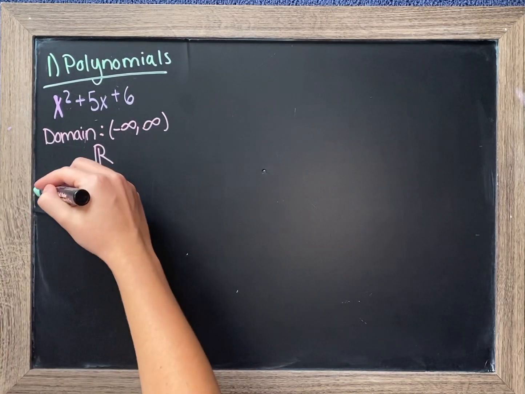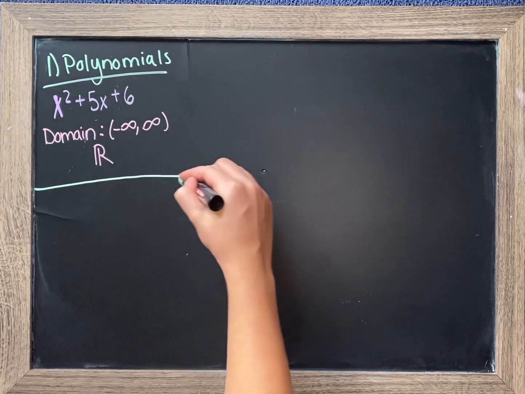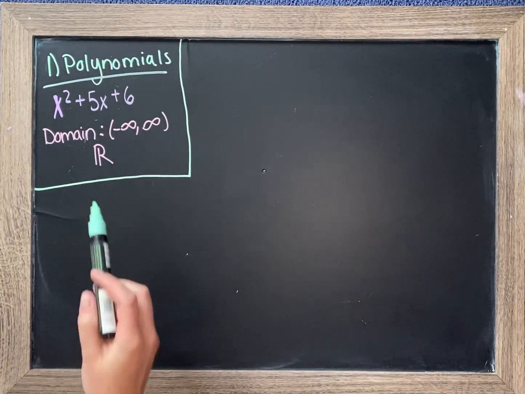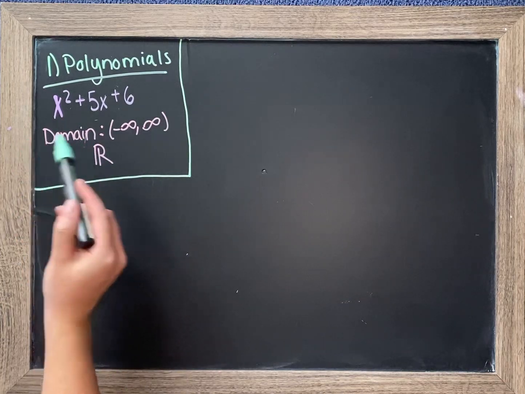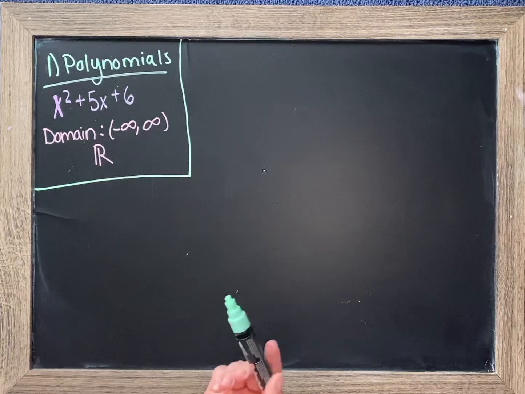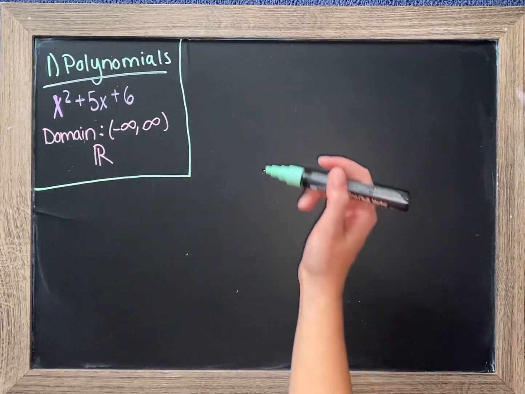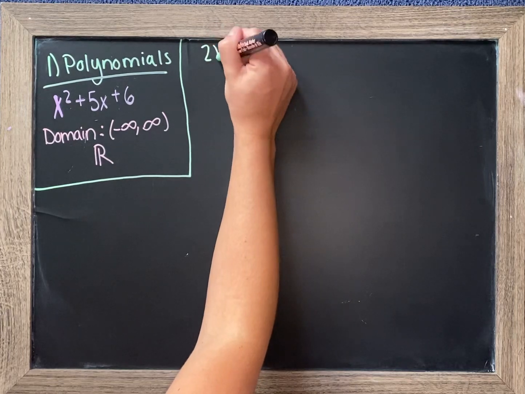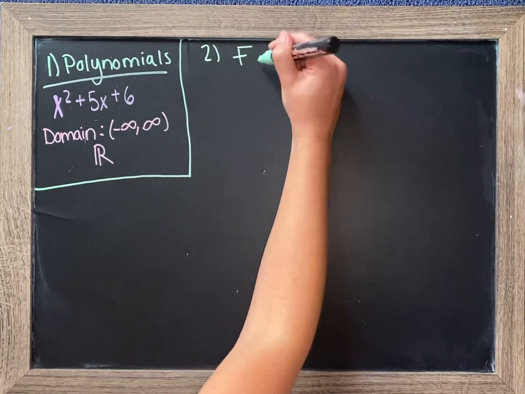So this one's a super easy one. When you're trying to identify problems, if you have just something written out and there's no root and there's no fraction, it's going to be pretty straightforward, and your domain is just going to be all real numbers. Then for the next one, we're going to be talking about when you're working with fractions.